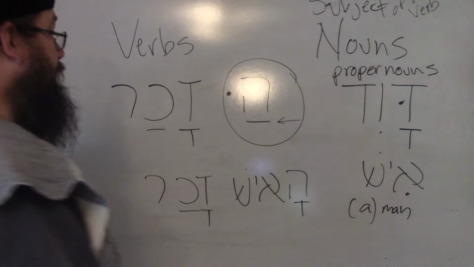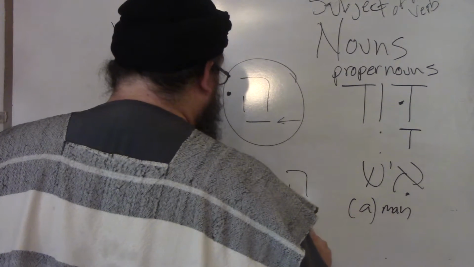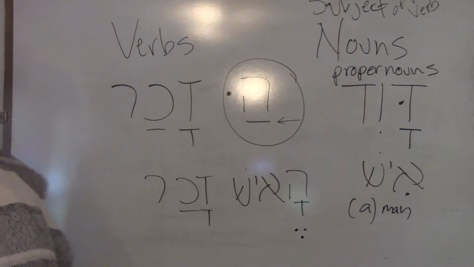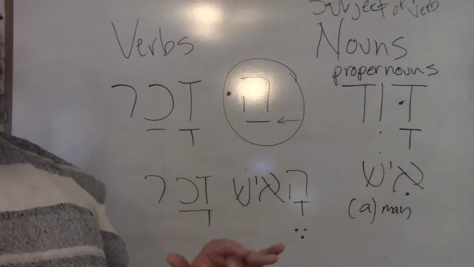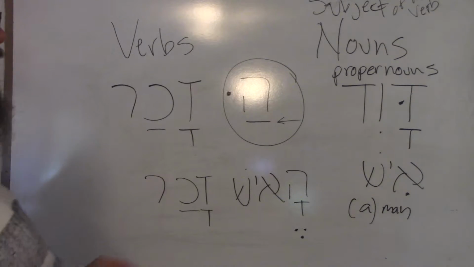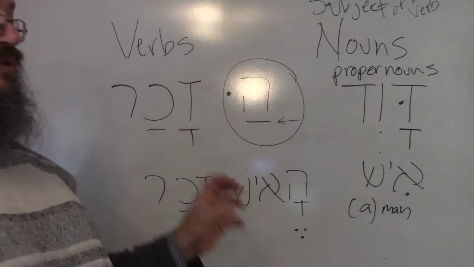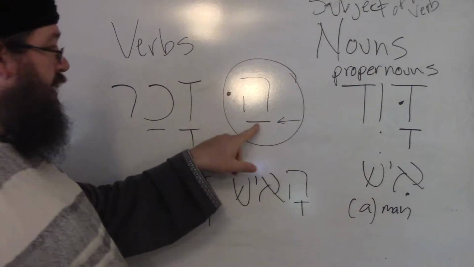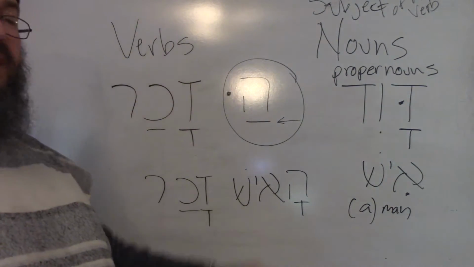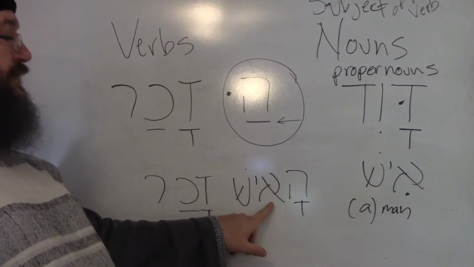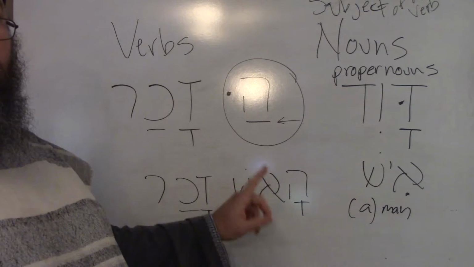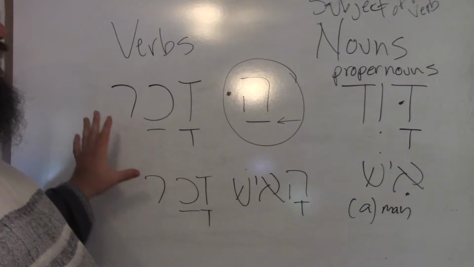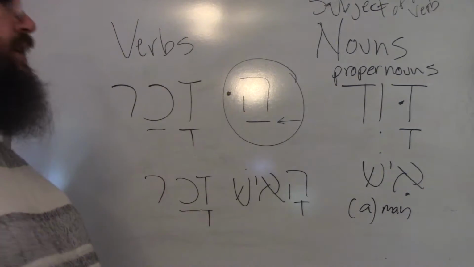Now there are times you can find that the hey article might have a segul, okay? And this will only take place at certain times. It's not often that it will take place. The majority of the time we're going to see the patach, or we're going to see the kamatz. And the kamatz is going to be whenever we see the aleph. So whenever we see an aleph noun, we're going to see a kamatz placed underneath the hey. Whenever we see regular nouns, we're just going to see the patach underneath the hey.